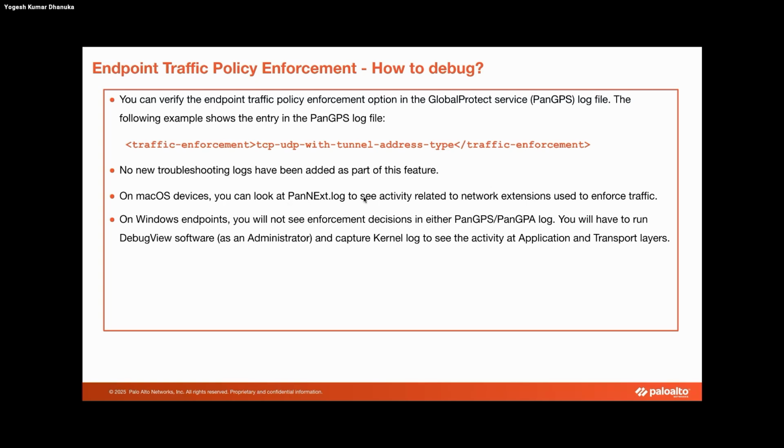And then in the pan next log, you will see the activity related to the network extension and the enforcer. When I say enforcer, I'm talking about the endpoint traffic policy enforcement. So we would essentially see if the traffic was blocked because it was identified that it's originating from the physical adapter, when the expectation was that it should have been generated from the GP adapter, or it was a split tunnel traffic. So depending on the type of scenario, you would see some logs there.